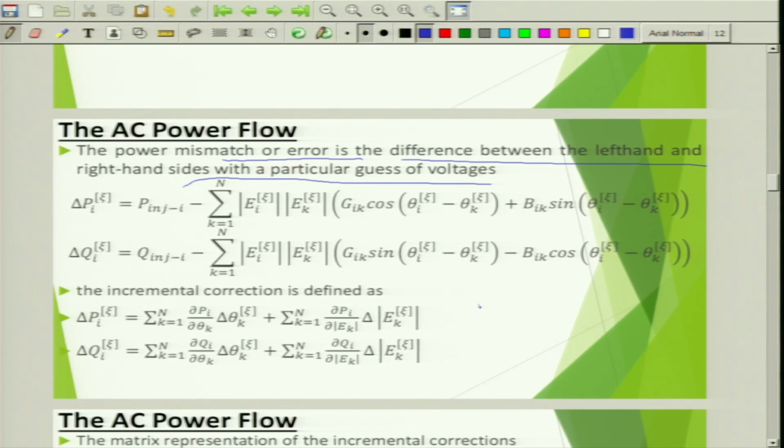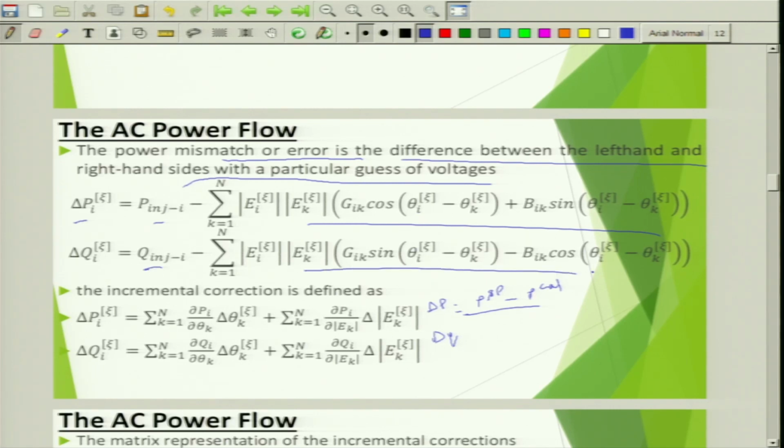Now there is something called P specified and something called P calculated. We are finding delta P and delta Q. So this is nothing but P injected minus this expression, which is the calculated one, right. Then Q injected minus the calculated one, right.